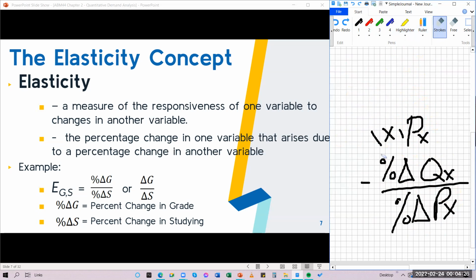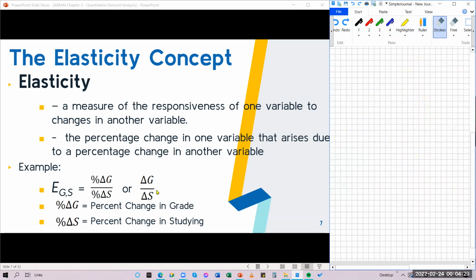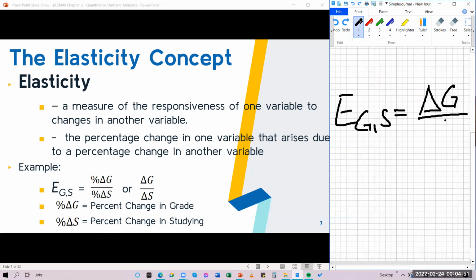So let's have this example. We have the elasticity of grade and studying: percentage change in grade and percentage change in studying. So we have this formula: elasticity of grade and studying is equal to percent change in grade over percent change in studying. We can also put it like this, they are the same. So this is the formula for elasticity, as simple as that.